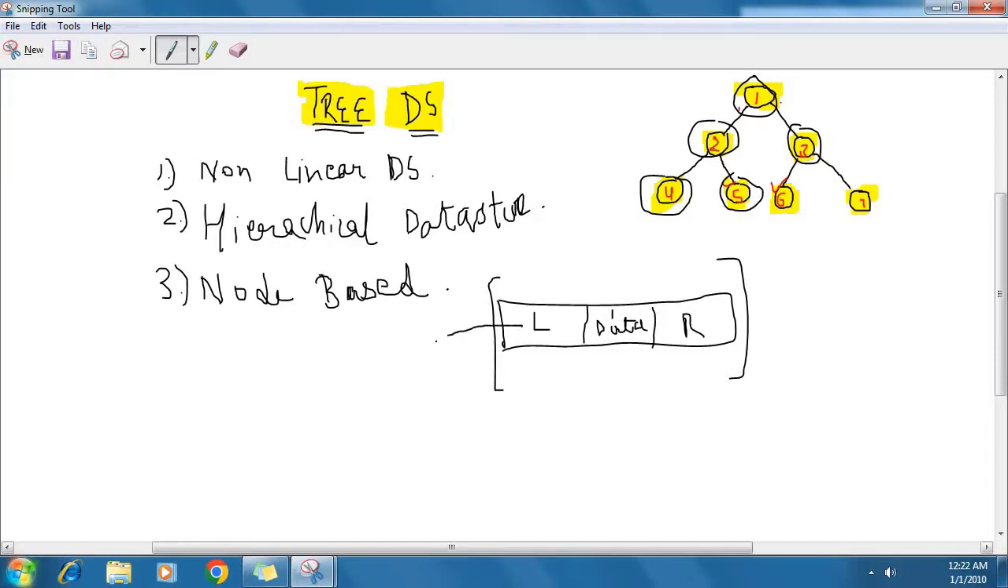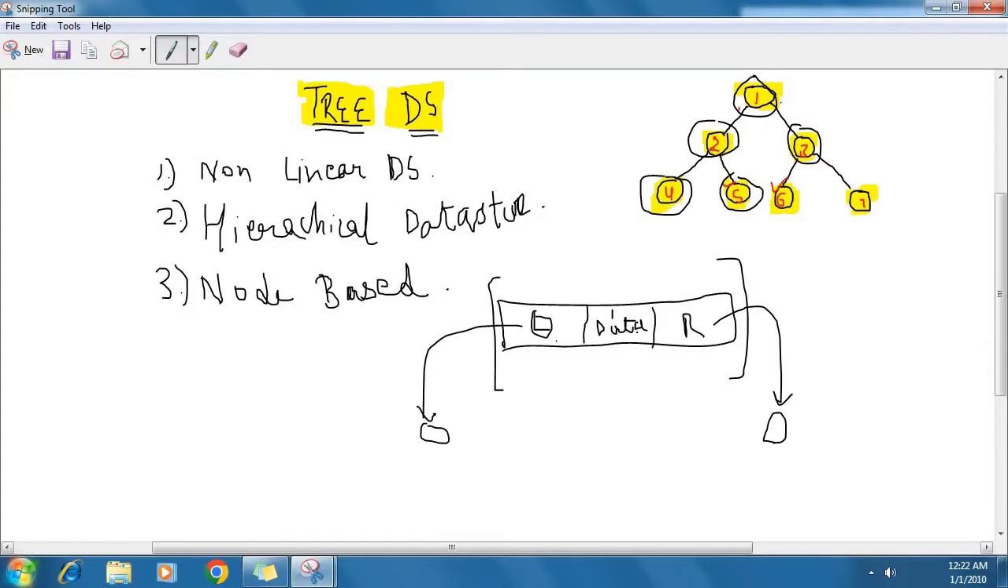Suppose there is another node like this particular one. I am not drawing the same thing. And similarly, suppose there is a right child to this node also. So the address of that particular node will be stored in this field. So we can clearly say that in the left field, we have the address of the left child of the current node. Similarly, in the right field, we have the address of the right child of the current node.